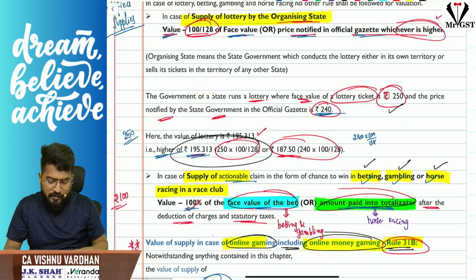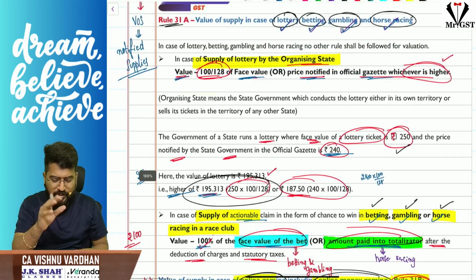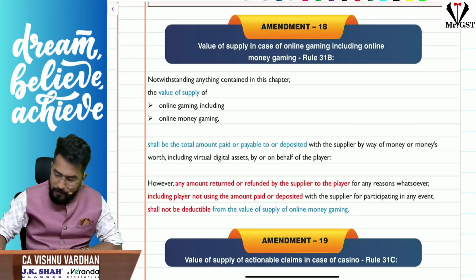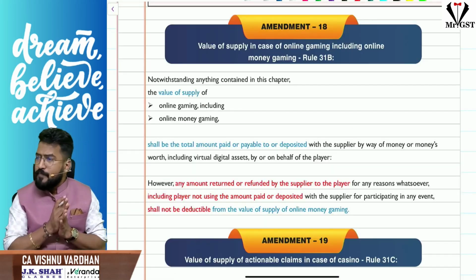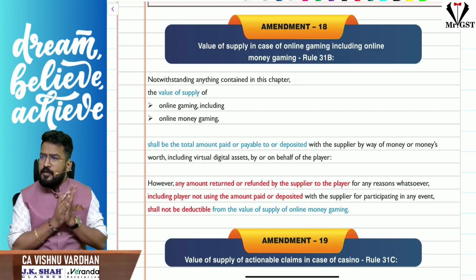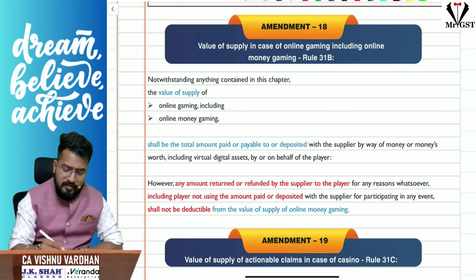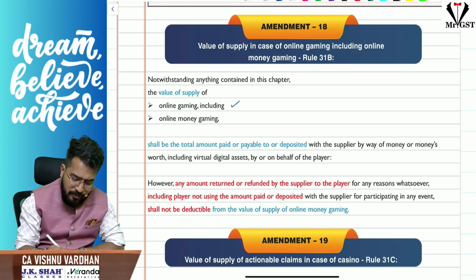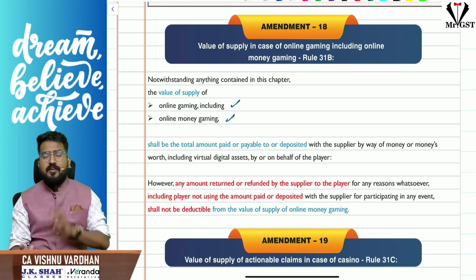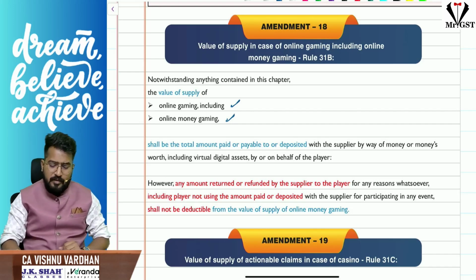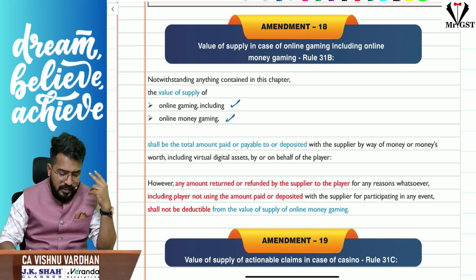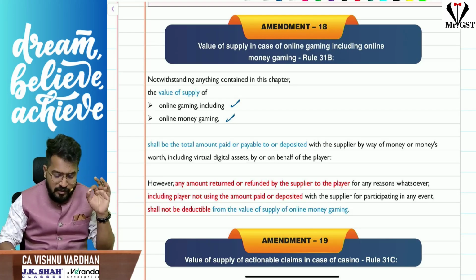31B and 31C, I am attaching the video of amendment, so that again there will be change in the rules, don't misunderstand. So the next one, if you see, rule 31B and 31C, the new rules. This is with respect to online money gaming, online gaming. With respect to this, what will be the value of supply? So you know, online rummy or online PUBG, etc. For online gaming and online money gaming, what is the value of supply?